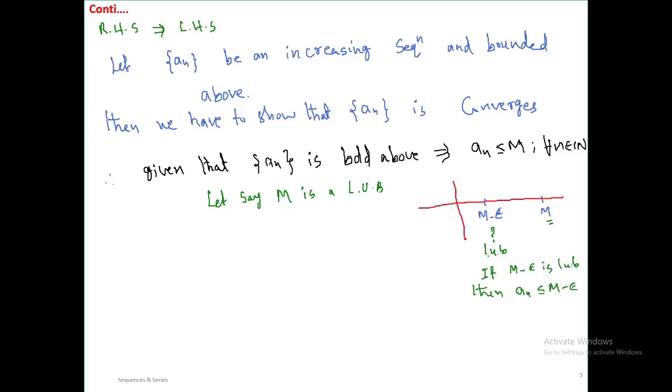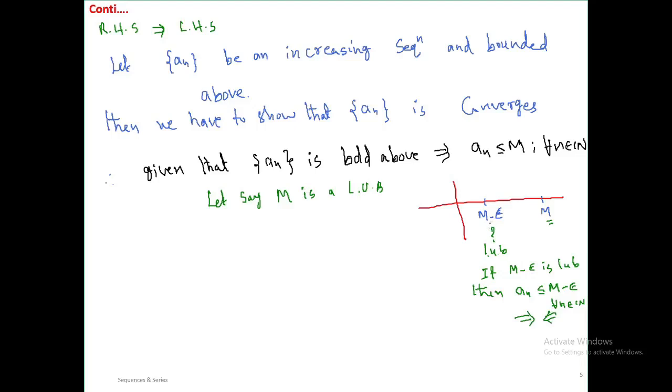What is in the least upper bound? You need to collect the upper bounds. In that, the least one is m minus epsilon. So therefore, this is an upper bound, but the least one. Now each and every term of the sequence is bounded above by m minus epsilon. Okay. But this is a contradiction. Why? Because I have taken m as the least upper bound. So that contradicts. Therefore, m minus epsilon cannot be a least upper bound.